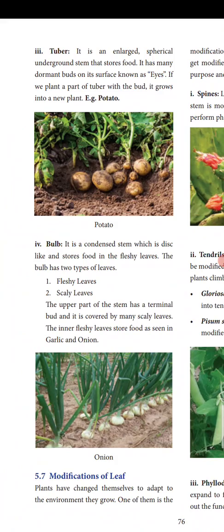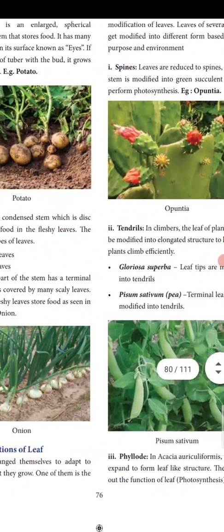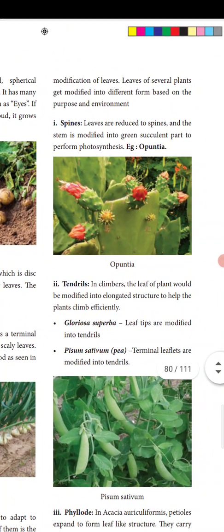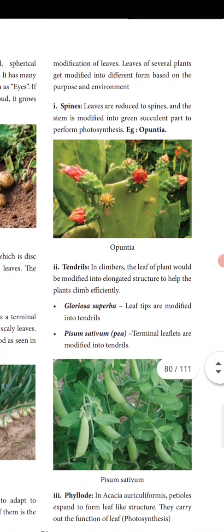Next, modification of leaf. Modified leaves include spines, tendrils, pitcher, and phyllode. First, spines: leaves are reduced to spines and the stem is modified into a green succulent part to perform photosynthesis. Example, Opuntia.